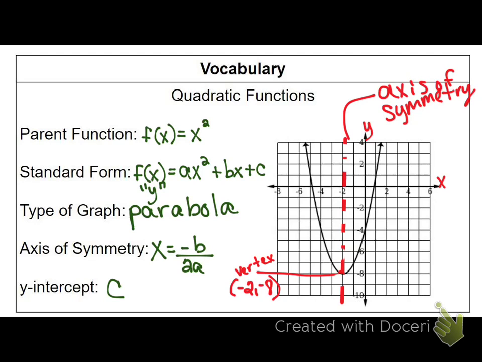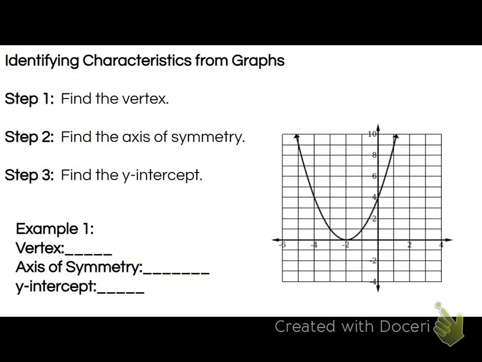So let's put this to use now. When we're identifying the characteristics from a graph, we have 3 things that we're going to do. We're going to find the vertex, we're going to find the axis of symmetry, and then we're going to find the y-intercept. Okay? So if I give you a graph, the first thing I want you to be able to identify is the vertex. Okay? So what's the vertex of this specific graph?